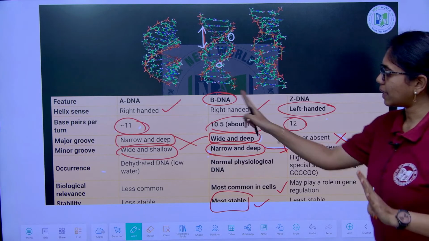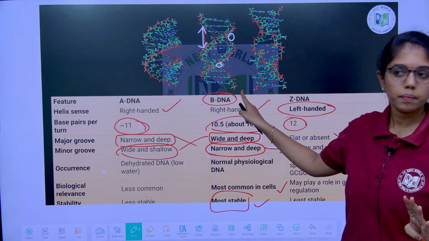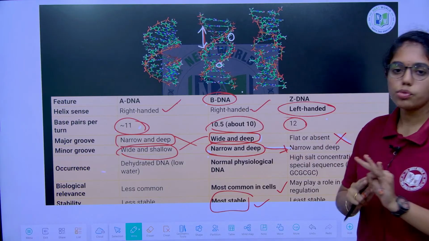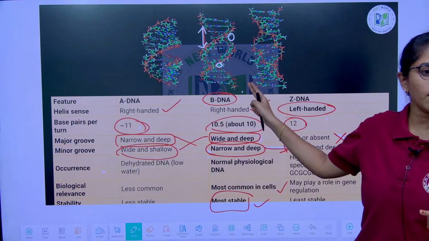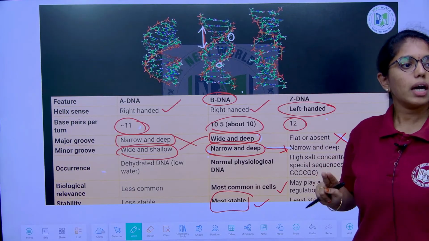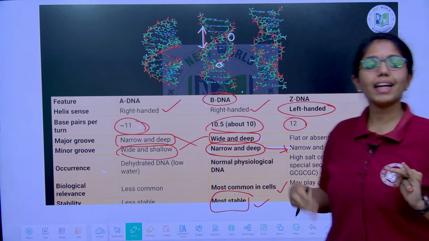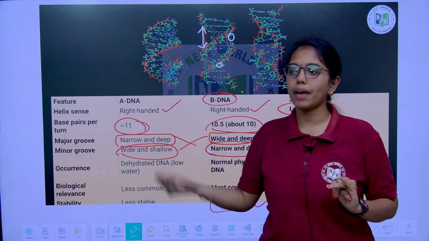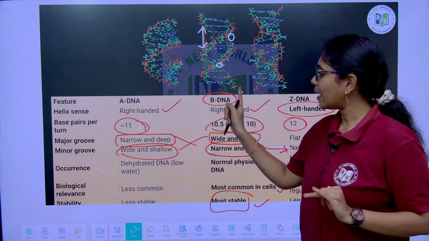First is what? Stability. Which is more stable? B type DNA. Second is what? Most common in cells. Which is most common in cells? B type DNA. Third is what? Helices. What are right-handed helices? Which types of DNA have right-handed helices? A DNA and B DNA.